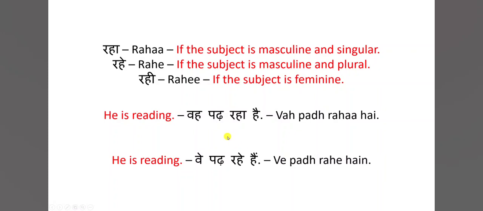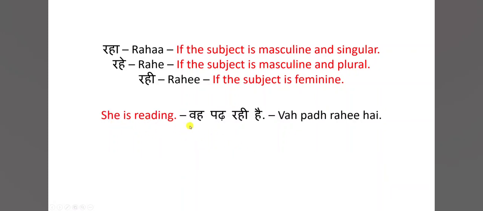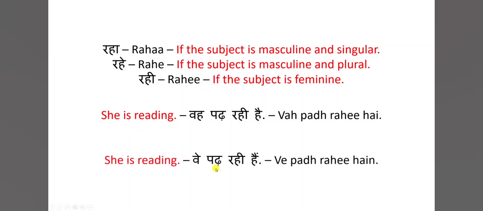Okay. Next, she is reading. वह पढ़ रही है. वह पढ़ रही है. वह is she, पढ़ रही is reading, है is. By paying respect, you can say वे पढ़ रही हैं. वे पढ़ रही हैं. वे is she, पढ़ रही is reading, हैं is.